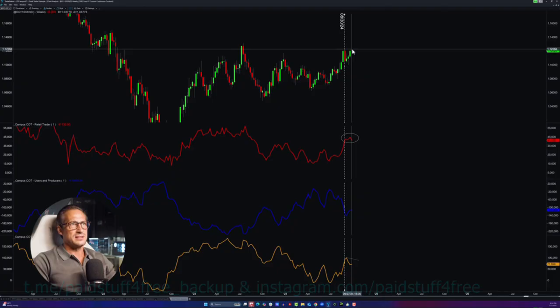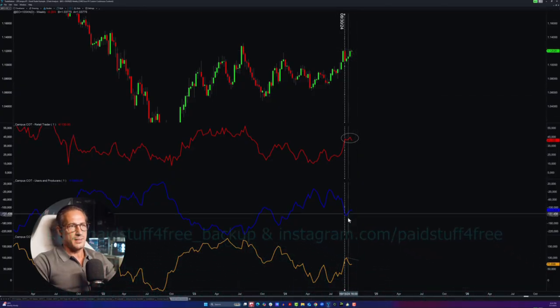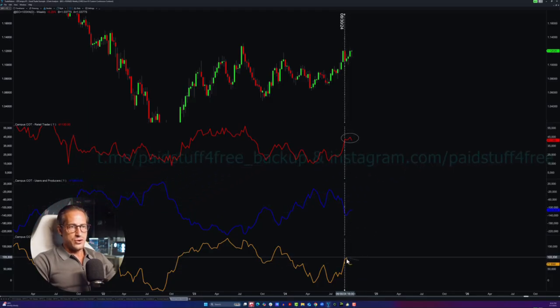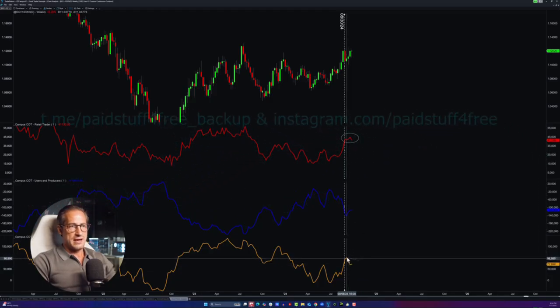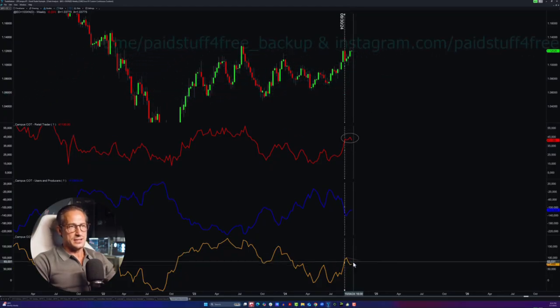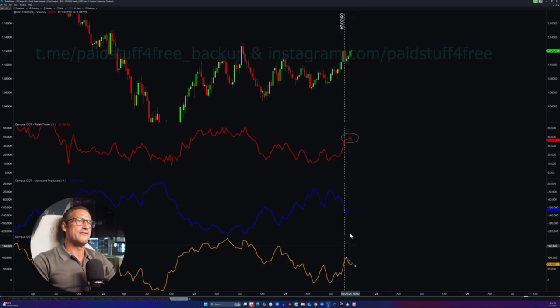Price is looking to make a new high, or at least an equal high. But look what the fund managers are doing. They are not at the same level that they were before. They're actually selling. You see that? And this is what we call a negative divergence.